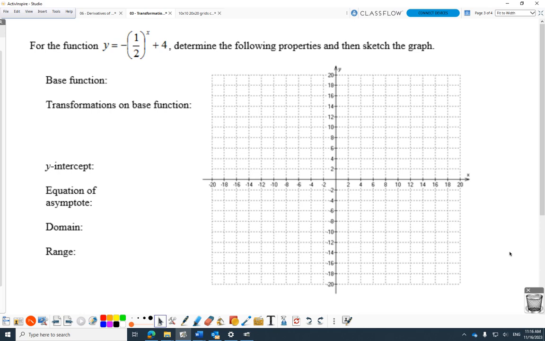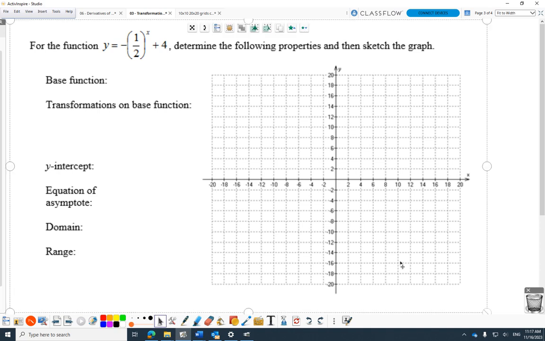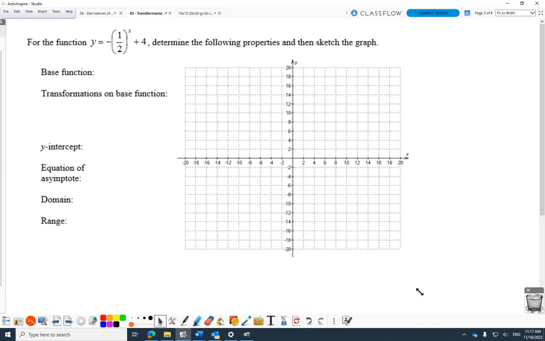For the function y equals half x plus 4, determine the following properties and sketch the graph. Oh, negative a half x plus 4. Here we go. Oh, I know why I had that smaller. I wanted room for the table of values to help you, didn't I? There. Okay.